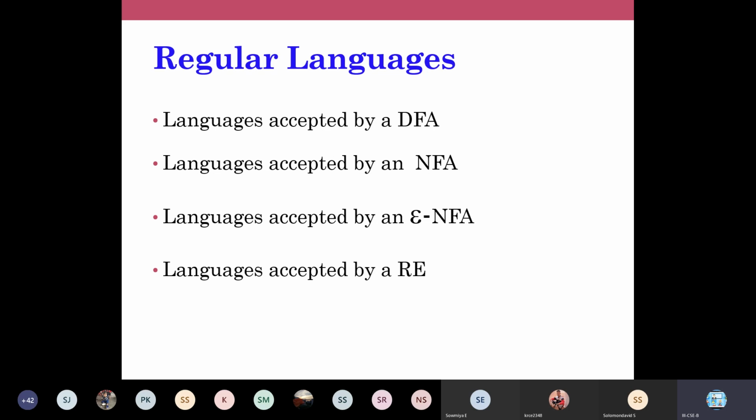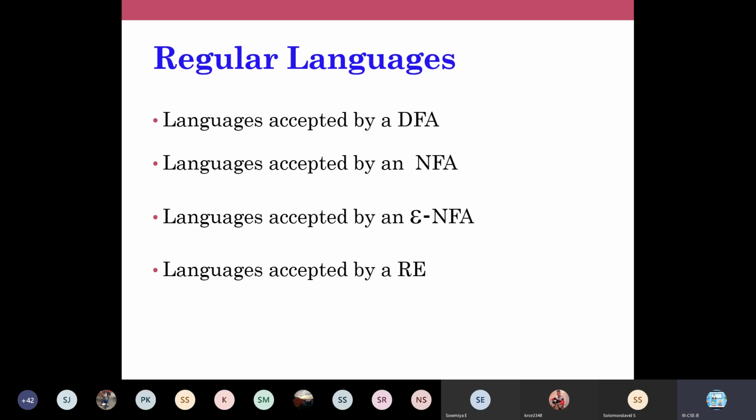and we can define it like this: those languages that are accepted by your DFA are regular languages. Languages that are accepted by your DFA, NFA or epsilon NFA, and even by your regular expressions, can also be considered regular languages. So the set of languages accepted by any of your automata, DFA, NFA or epsilon NFA, and those accepted by your regular expressions, you can call regular languages.